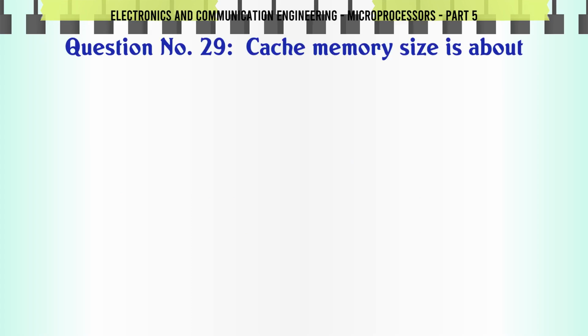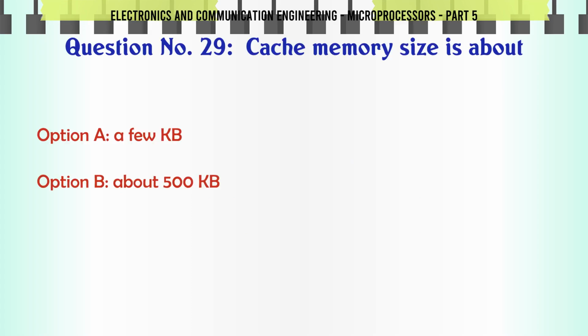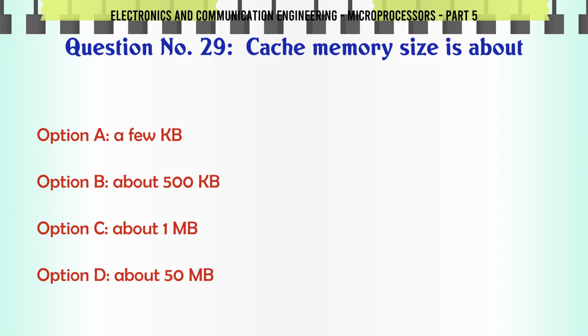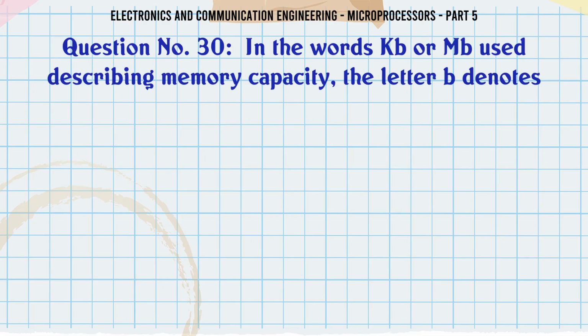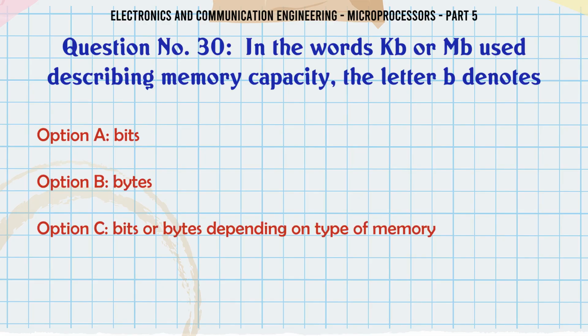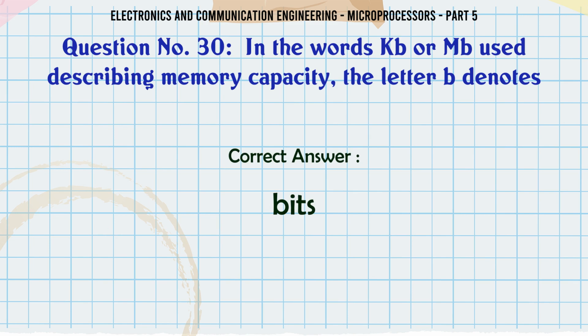Cache memory size is about A. A few kilobyte, B. About 500 kilobyte, C. About 1 MB, D. About 50 MB. The correct answer is a few kilobyte. In the words kilobyte or MB used describing memory capacity, the letter B denotes A. Bits, B. Bytes, C. Bits or bytes depending on type of memory, D. Bubbles. The correct answer is bits.